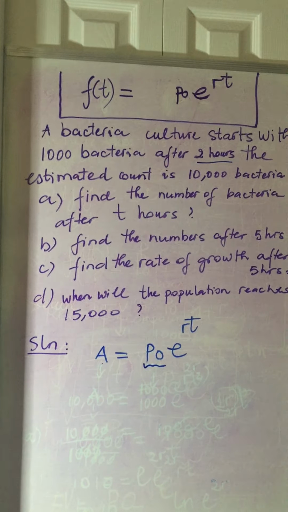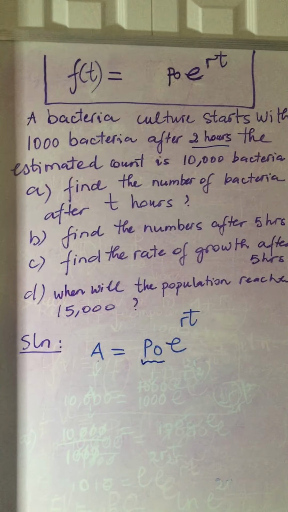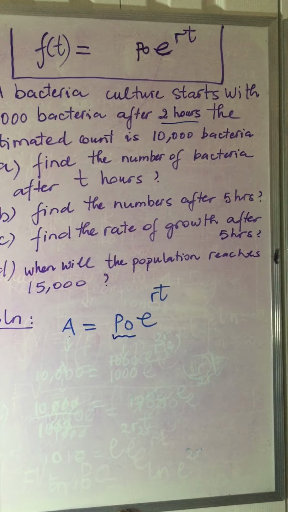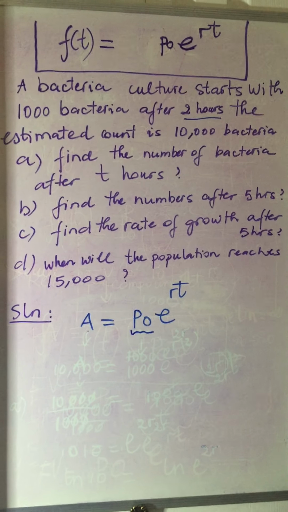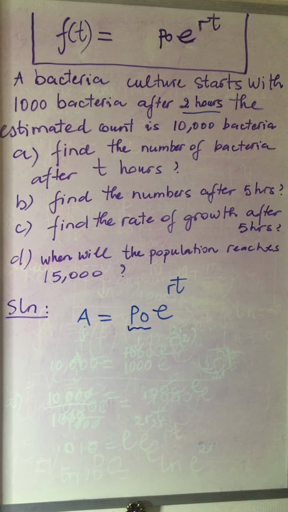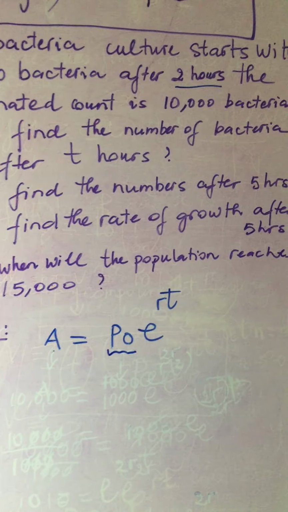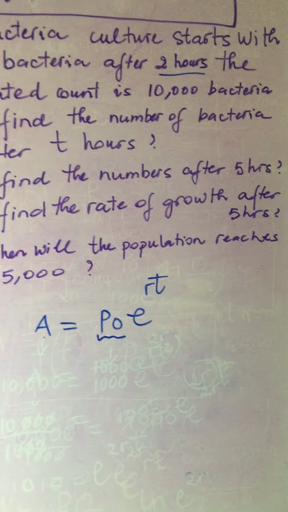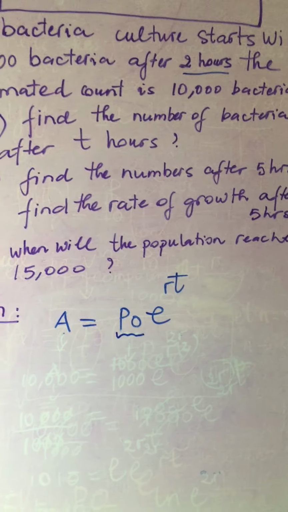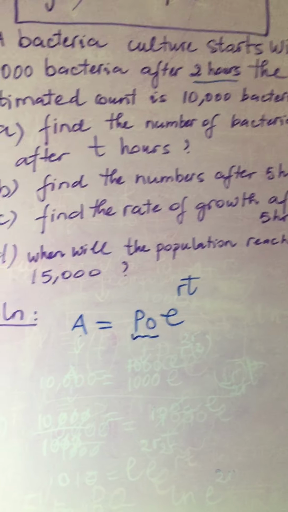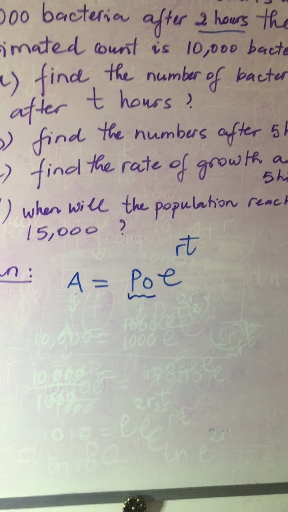Okay, so let's read the question. A bacteria culture starts with 1,000 bacteria. After 2 hours, the estimated count is 10,000 bacteria. First question, find the number of bacteria after t hours. Second question, find the number after 5 hours. Third question, find the rate of growth after 5 hours. And question D, when will the population reach 15,000 bacteria?